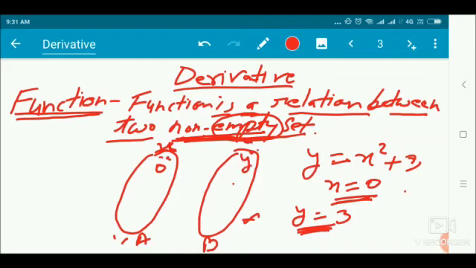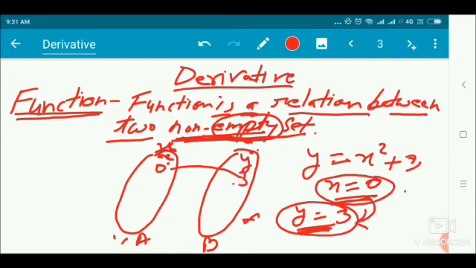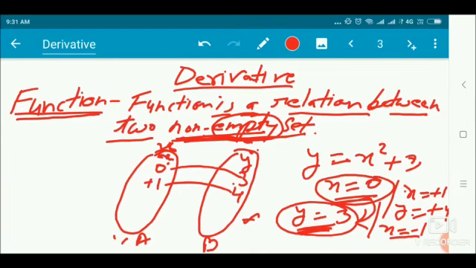Now if I take one function, y is equal to x square plus 3, and I put the value of x equal to 0, this function will give y is equal to plus 3. So when we put x is equal to 0, we get y, and the value of y is plus 3. So there is a relation between 0 and 3, a relation between both the sets. 0 is an element of A and 3 is an element of B.